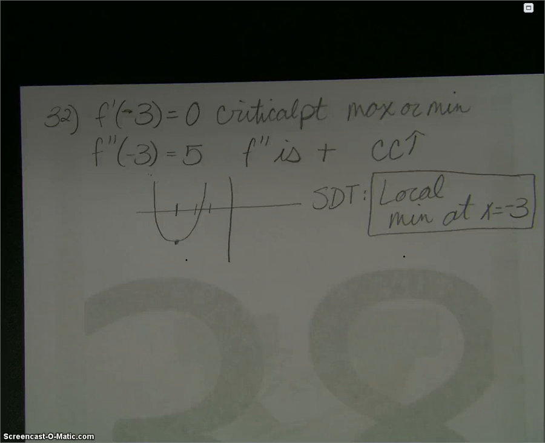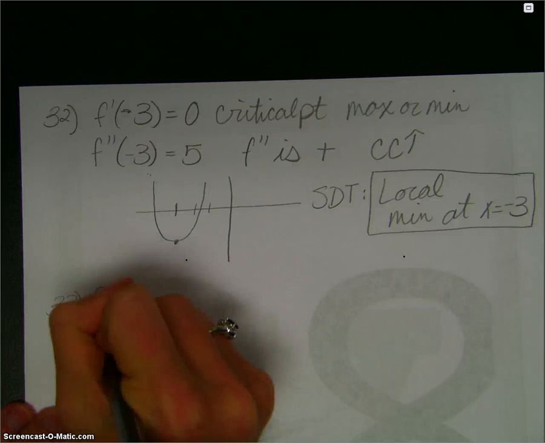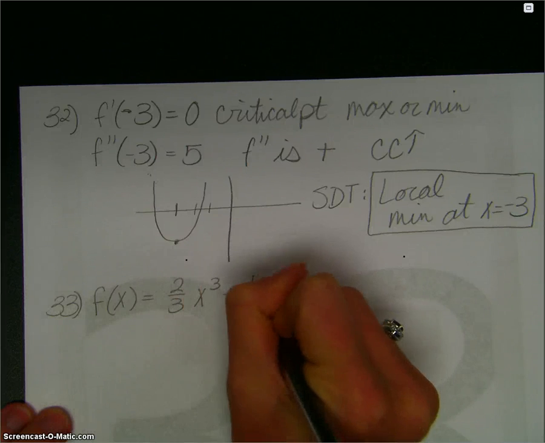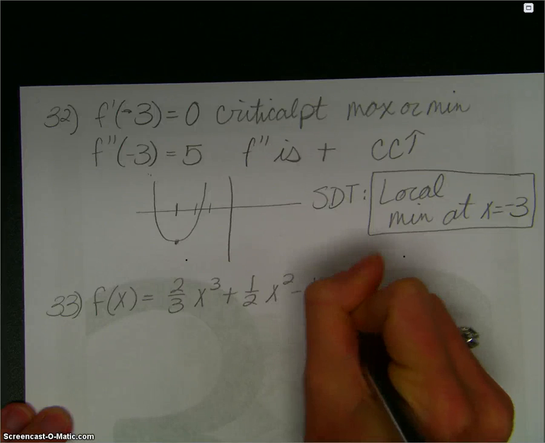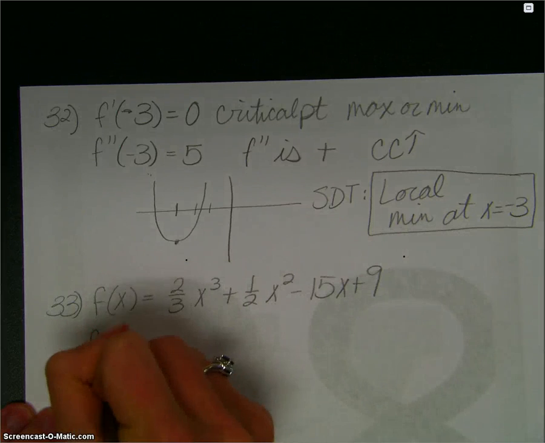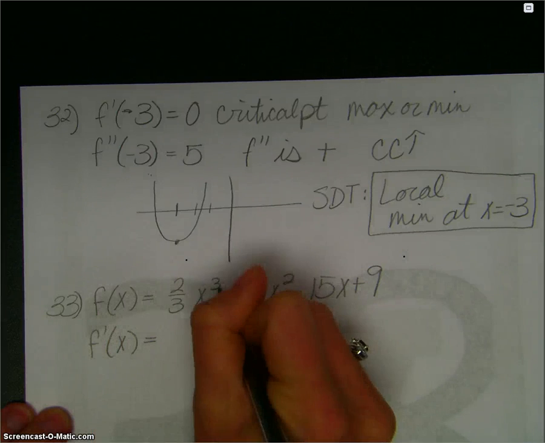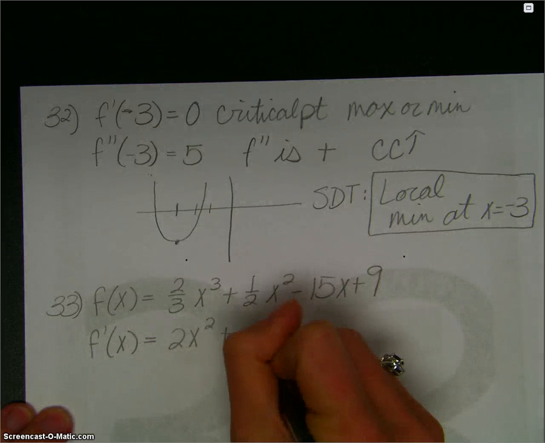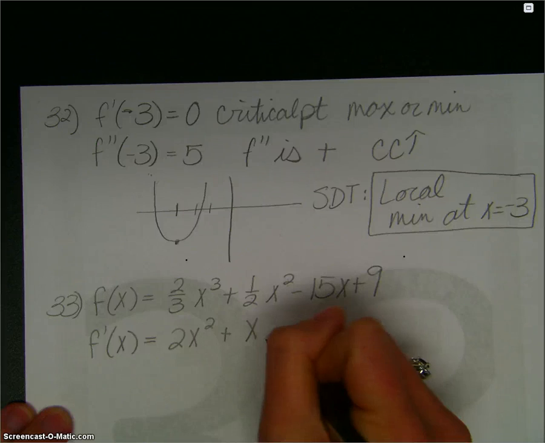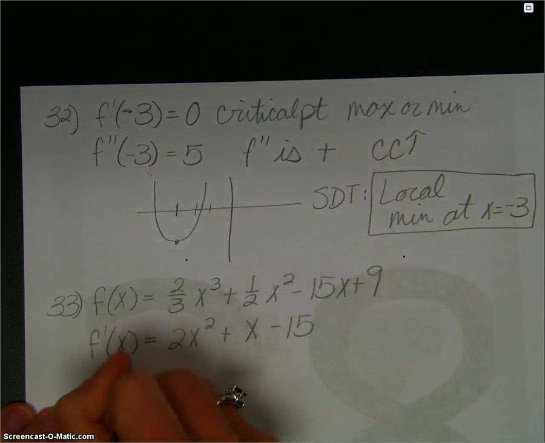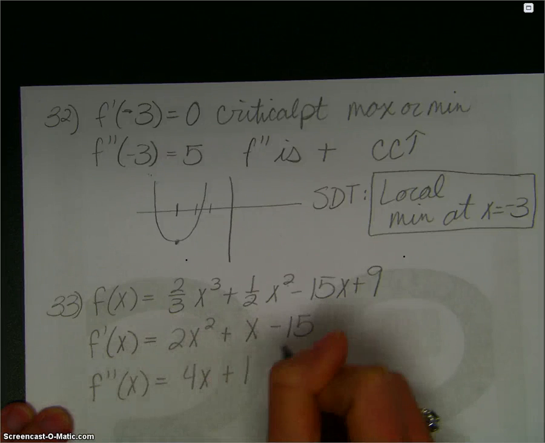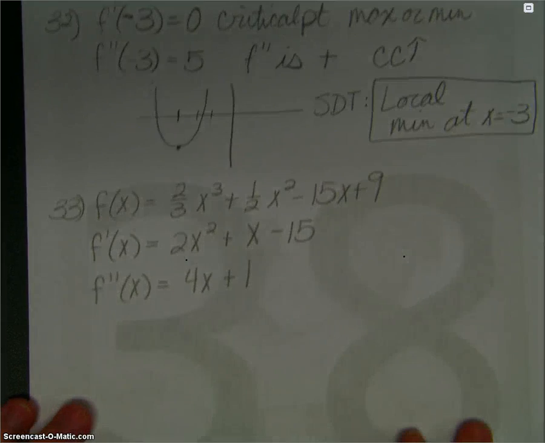Okay, on 33, they give me a function to work with, and again ask me about the second derivative test. So let's start by taking the function that we're given, which is this one, and finding the second derivative. So the first derivative, when I multiply by 3, gives me 2x squared, and multiply by 2 gives me x. The 1/2 and the 2 will cancel out, so just x there, and -15. And the second derivative is going to give me 4x plus 1 plus 0, so just 4x plus 1.